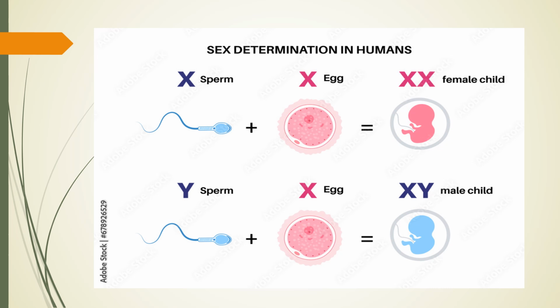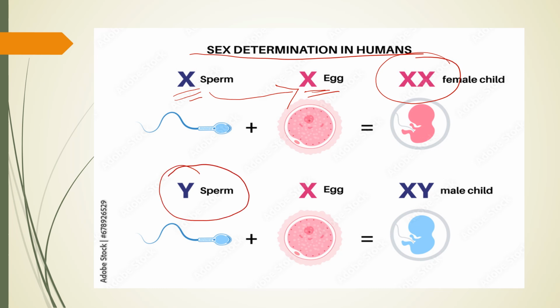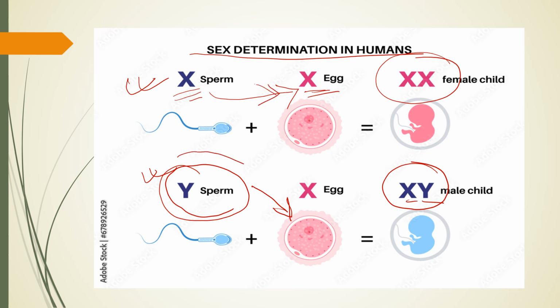See now sex determination in humans with this diagram, let us see what is happening. If the sperm carrying the X chromosome goes and fertilizes the egg, which always has the X chromosome, then XX will be formed and the female child will come. If the sperm having the Y chromosome fertilizes the egg, then the male child will be formed, that is XY. So it depends fully on the male whether his X chromosome or the Y chromosome fertilizes the egg. On that only the sex of the child depends. If the X chromosome fertilizes, it will be a female child, and if the Y chromosome fertilizes, it will be a male child.